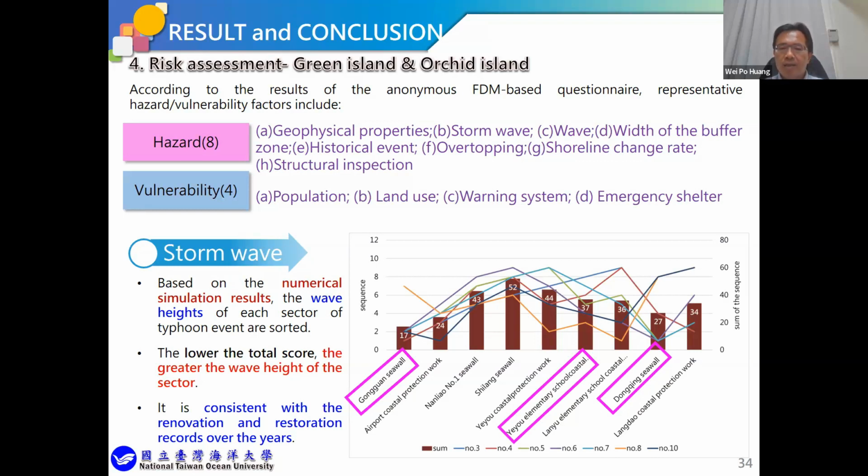The maximum wave height is ranked as 1. The scores of each seawall for each typhoon event were then summed up in a bar chart for comparison. A lower total score indicates a greater wave height for the sector, suggesting a high hazard proneness. The 3 pink marked coast defenses, with renovation and restoration records over the years, show consistent results. This proves the representativeness of the selected factors. Above all, this suggests that the assumption that experts can reasonably select hazard factors is valid, and conversely, the vulnerability factors they choose may also be correct.